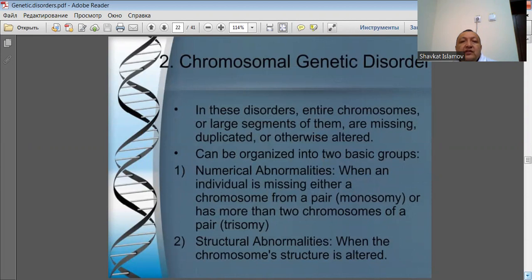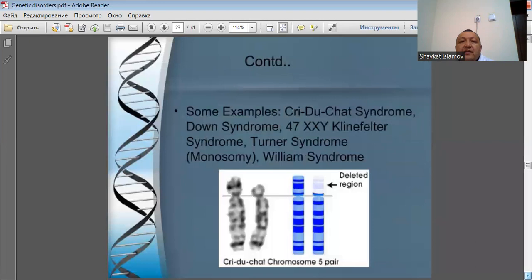2. Chromosomal genetic disorders. In these disorders, chromosomes, or large segments of them, are missing, duplicated, or otherwise altered. They can be organized into two basic groups: 1. Numerical abnormalities. 2. Structural abnormalities. Some examples: Cri-du-chat syndrome, Down syndrome, Klinefelter syndrome, Turner syndrome, Williams syndrome.